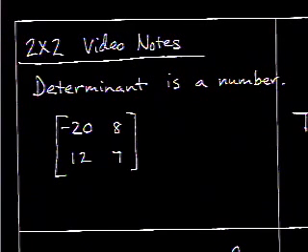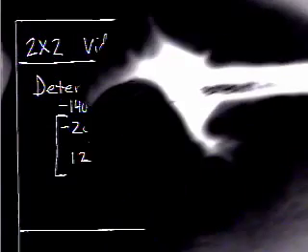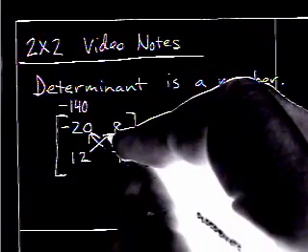2x2 matrices and using those to solve systems. The first thing you need to know is how to find a determinant. Let me just remind you what we did back in Algebra 2. We would take the 7 times the negative 20. I usually just write my information right above the matrix. And then I take the 12 times the 8.